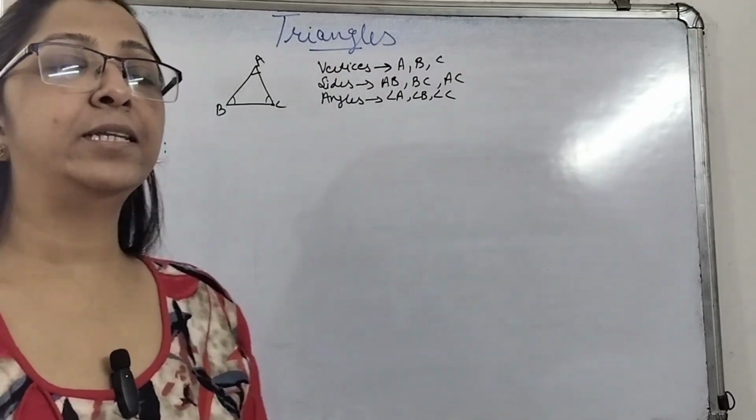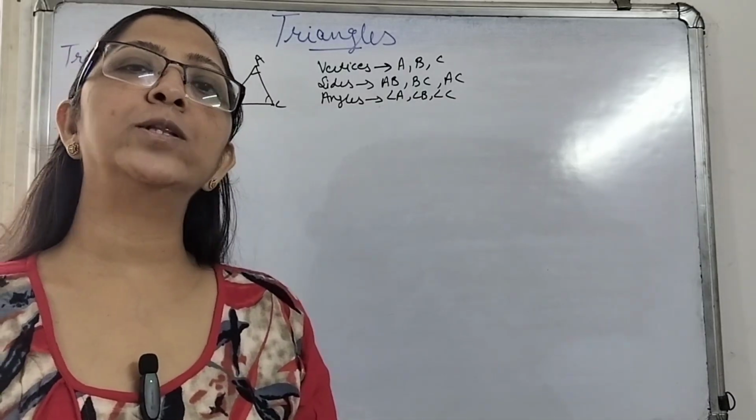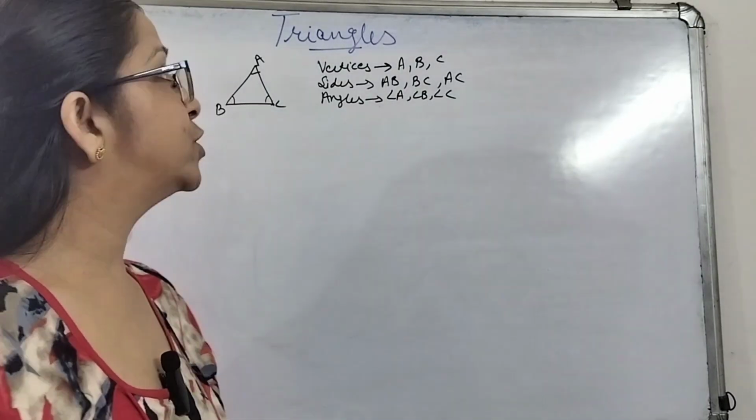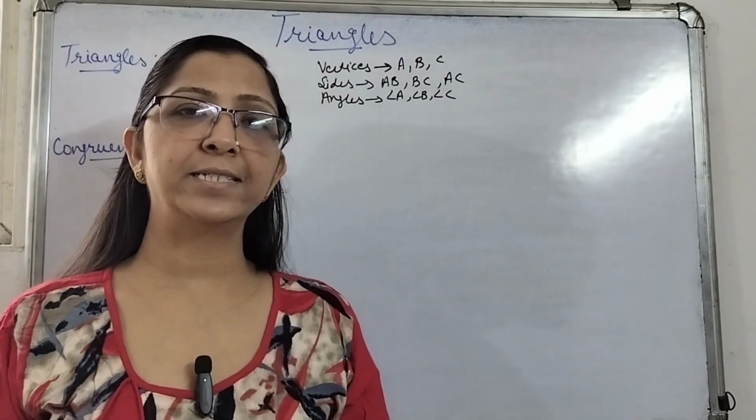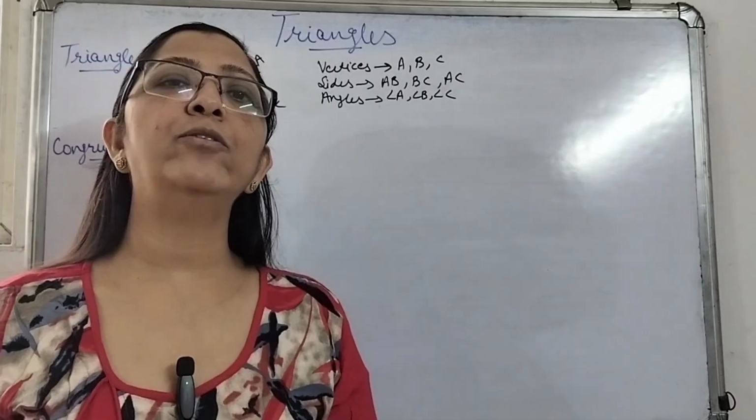We have already seen a property of triangles in chapter number 6, that is, the sum of all the angles of a triangle is 180 degrees. It is the angle sum property of a triangle, which we learned in the 6th chapter, that is, lines and angles. Here in this chapter we will be learning about congruency of triangles.